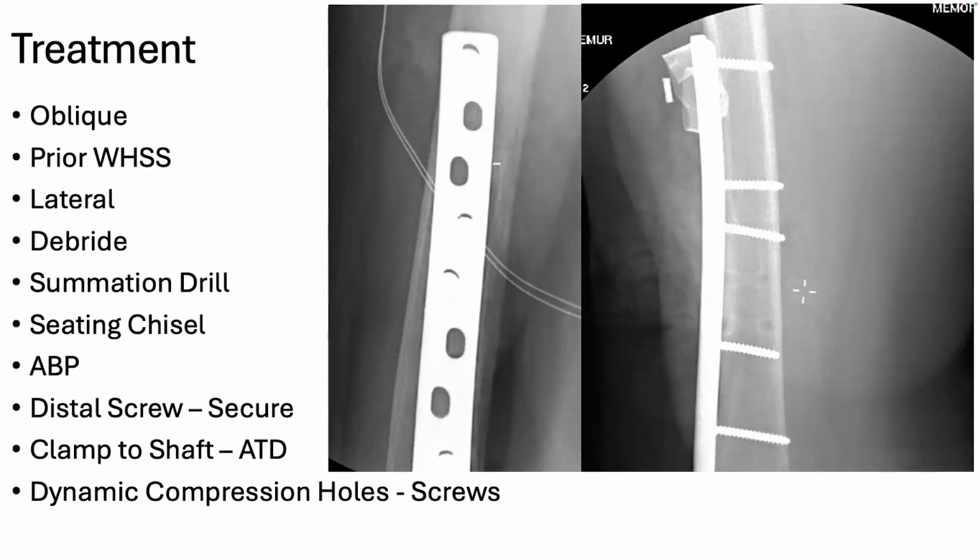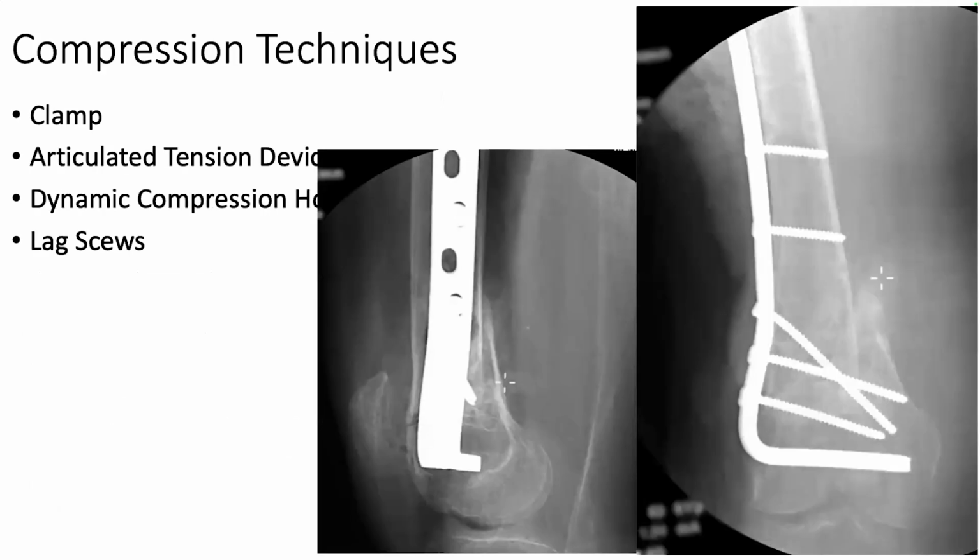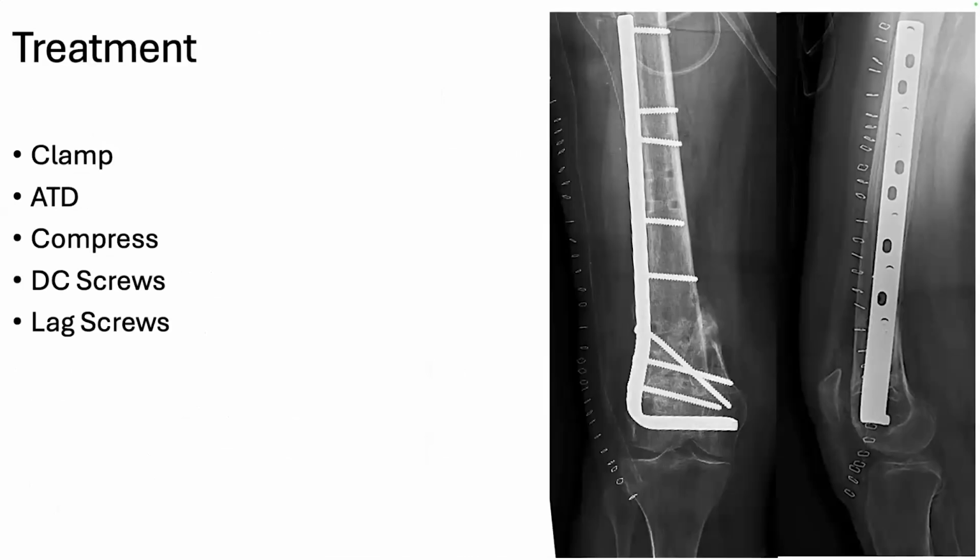And then we used the DC holes. We did two, we sort of double DC'd her, and then added an interfragmentary lag screw, and then added some of the stuff that we pulled out. We sort of packed it into the little defects that were left. And then that was her result.